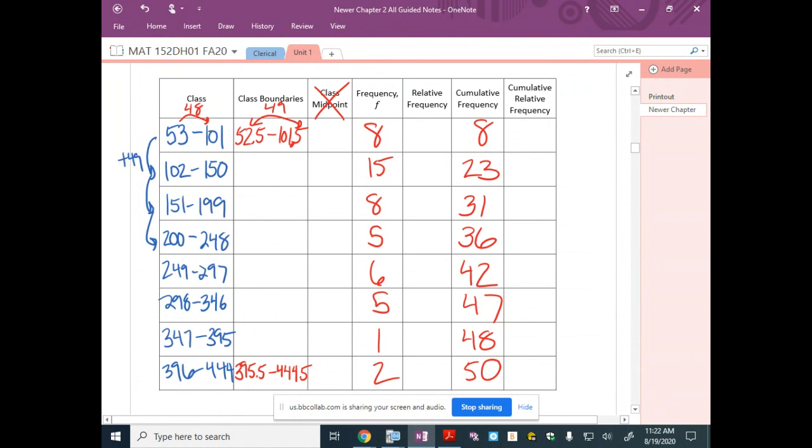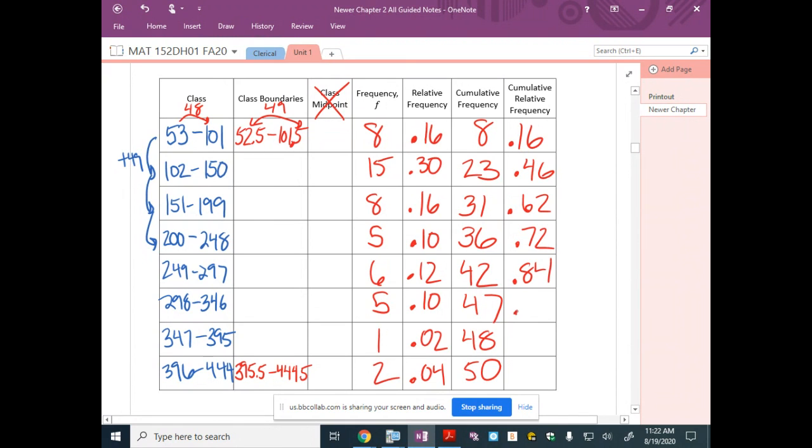And then you would enter the relative frequencies by dividing by 50: 0.16, 0.30, 0.16, 0.10, 0.12, 0.10, 0.02, and 0.04. Then the cumulative relative frequencies, you get those by dividing by 50, or adding the relative frequency beforehand. Either way.